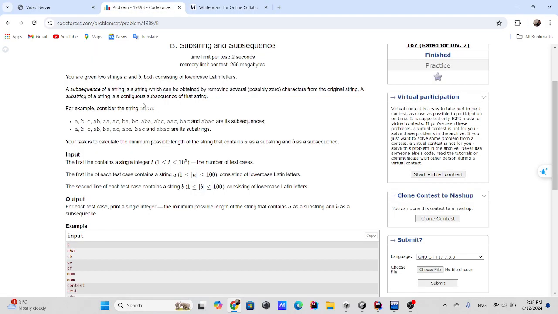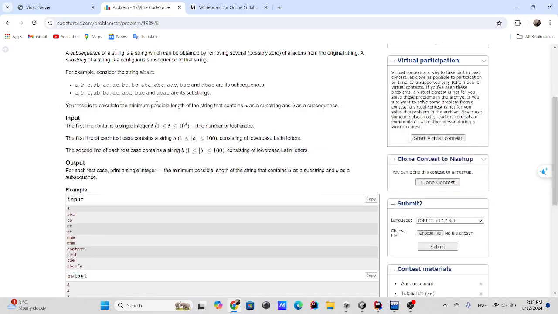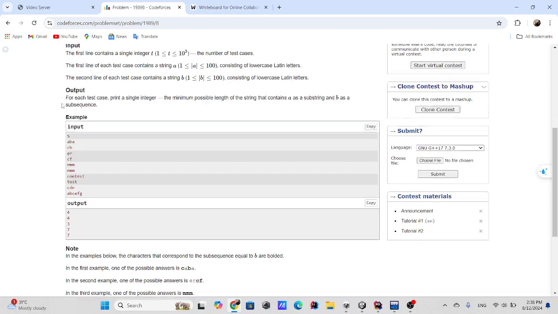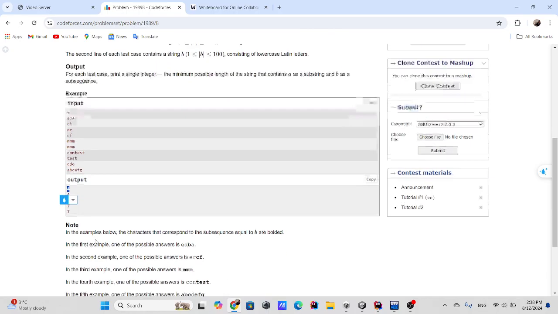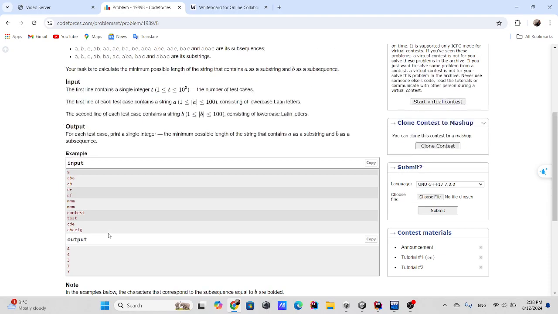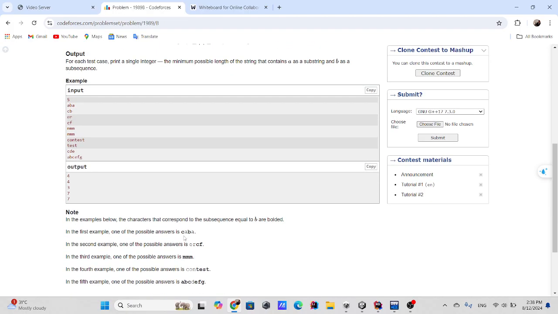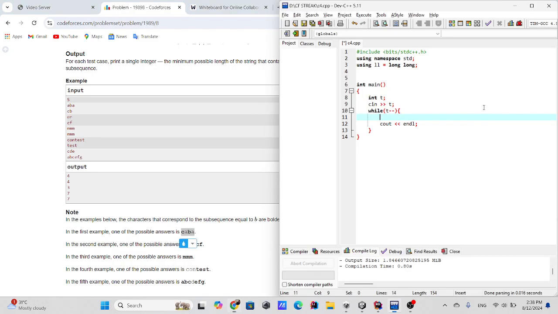Okay. The minimum possible length of the string. Your task is to calculate the minimum possible length of the string that contains A as a substring and B as a subsequence. Okay, understandable. A as a substring and B as a subsequence. The minimum possible length. Okay, understandable. ABA and CB. Okay, understand it.